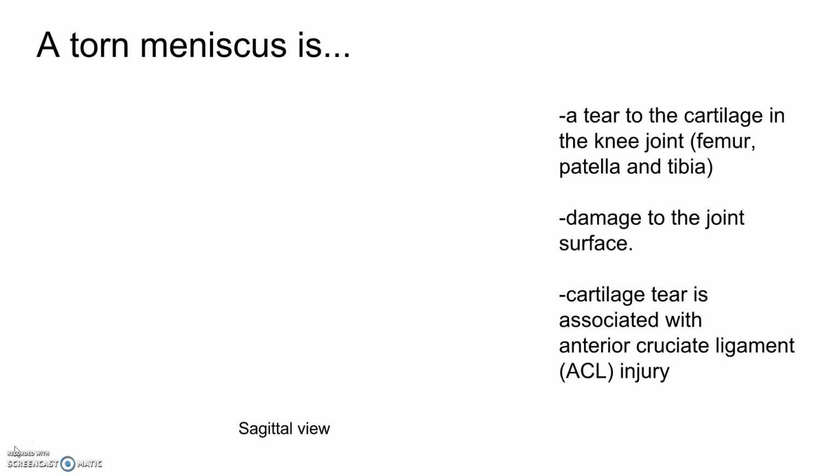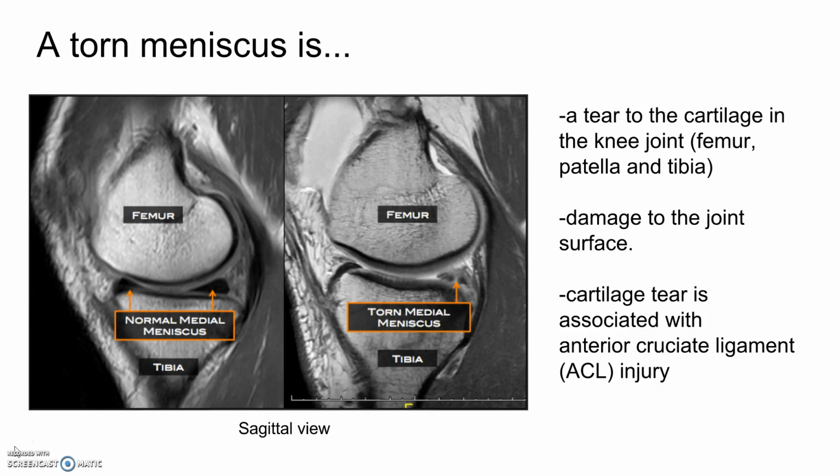A torn meniscus is a tear to the cartilage in the knee joint, which causes pain on the inside of the knee. It damages the joint surface and is often associated with ACL injury. In this picture, you can see the torn meniscus has some white fluid in it.